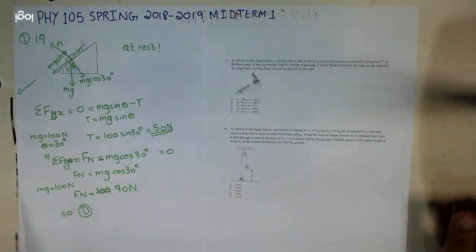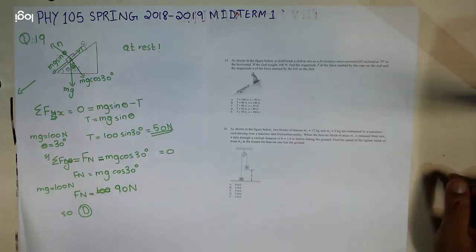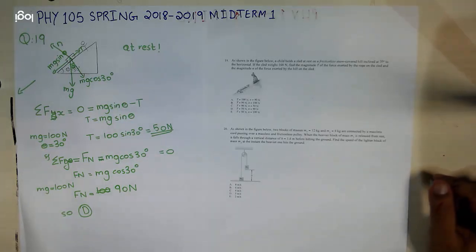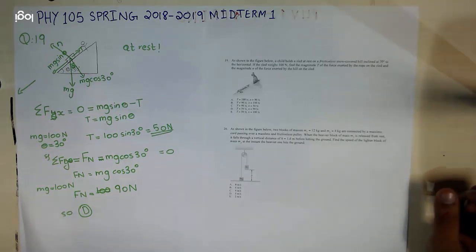So now we are going to solve question 19. As shown in the figure below, a child holds a sled at rest on a frictionless snow-covered hill inclined at 30 degrees to the horizontal. If the sled weighs 100 newtons, find the magnitude T of the force exerted by the rope on the sled and the magnitude N of the force exerted by the hill on the sled.